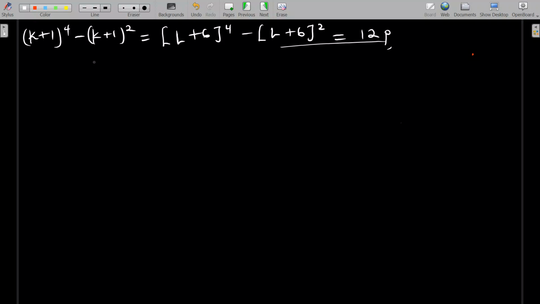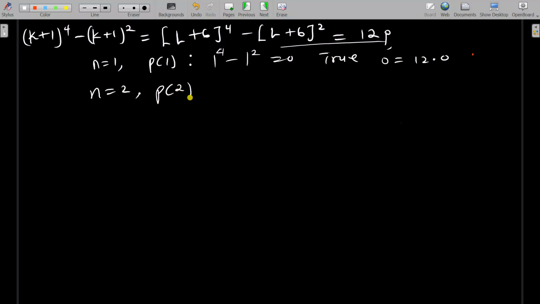So notice that when n equals 1, we said that P1 was true. P1 says that 1 to the power 4 minus 1 squared is equal to 0, and this was true, because 0 is the same as 12 multiplying 0. Now n equals 2, P of 2 says that 2 to the power 4 minus 2 squared gives you 12, and 12 is equal to 12 multiplying 1, right? We've been able to write 12 as 12 multiplying something. Here A is that 1, so this is true.